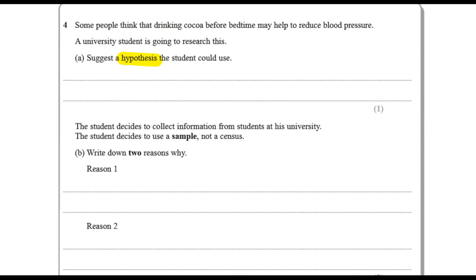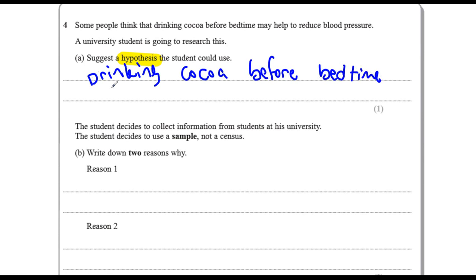Okay, so we could say that we think that drinking cocoa before bed, just use the same words they've used, before bedtime, reduces blood pressure. So to make a hypothesis, if it's already given you a lot of information that you want to find out about, you just have to put it into a sentence, a prediction. So we're predicting that drinking cocoa before bedtime reduces blood pressure.